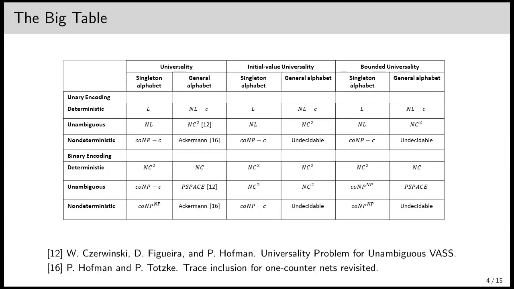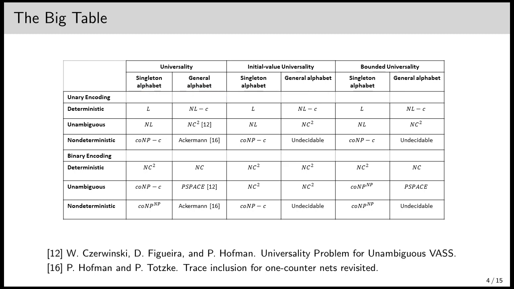Our results are summarized in this big table. We separate the results based on whether the weights are encoded in unary or binary. For each of the three universality variants, we further separate based on whether the automata are deterministic, unambiguous, or generally non-deterministic, and on whether the alphabet is singleton or not. So the picture in this table is fairly fine-grained.